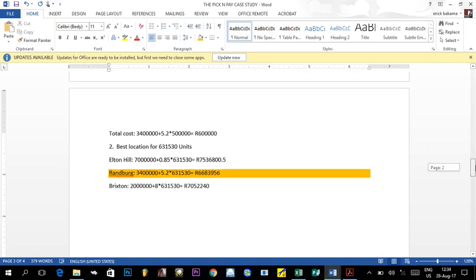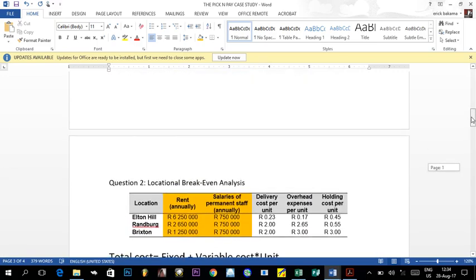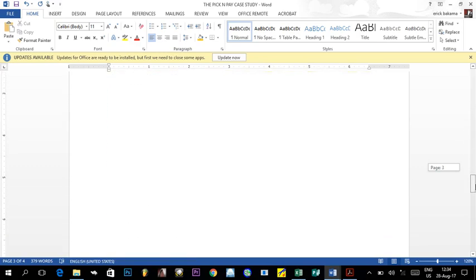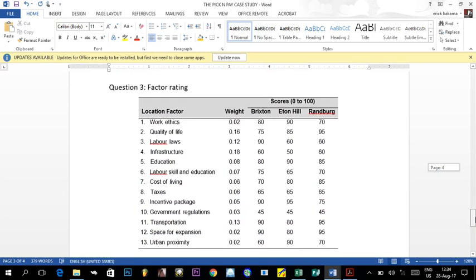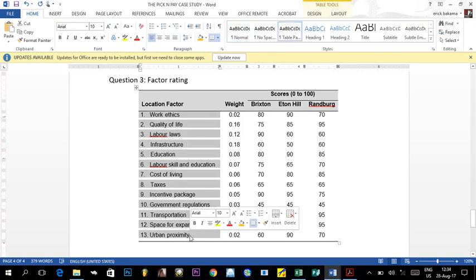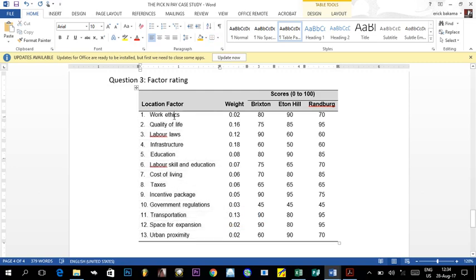Now this is all about the second part, the locational break-even analysis. The last part of the exercise is about using the factor rating. This one is a bit similar to what we did in the first part. Now we are given locational factors. Normally when you are conducting your study in a specific area, those are the things that you must look at, maybe the work ethics, the quality of life, the labor laws, and so on.